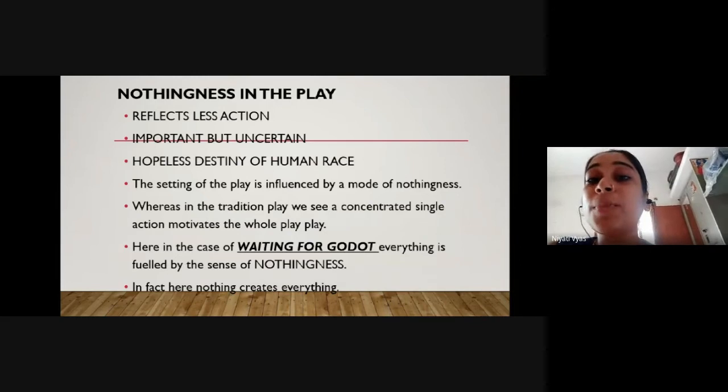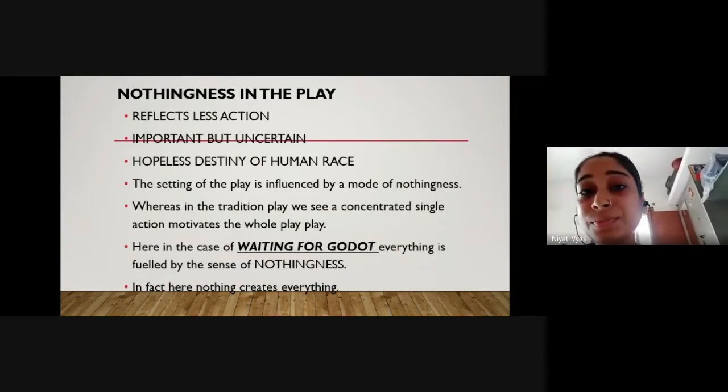The setting of the play is influenced by a mode of nothingness, whereas in the traditional play, we see a concentrated single action that motivates the whole play. Here, in the case of Waiting for Godot, everything is fueled by the sense of nothingness. We can't find anything else. In fact, here nothing creates everything.